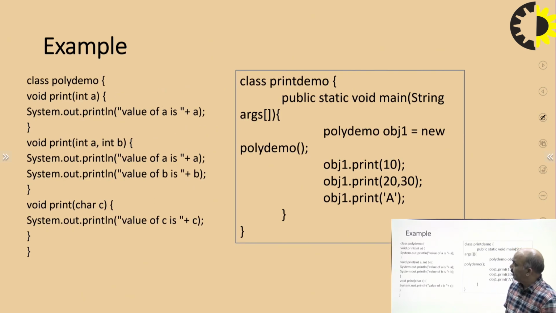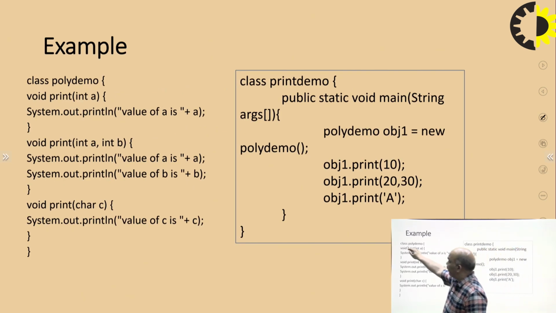So this is an example. We have created an example class, PolyDemo, where we have void print(int a), which prints the value of a. Now another print is defined where we have two different parameters, and here the values are printed again. Here we have one parameter, here we have two parameters.